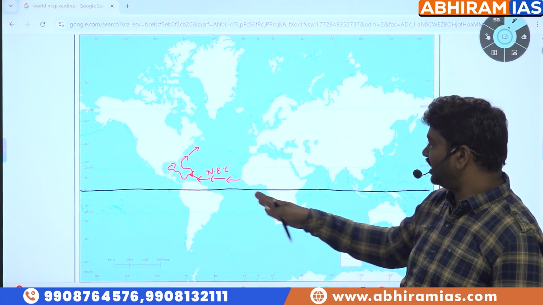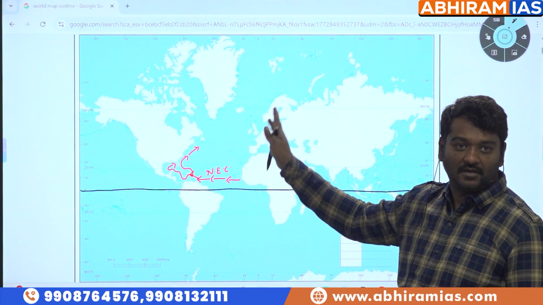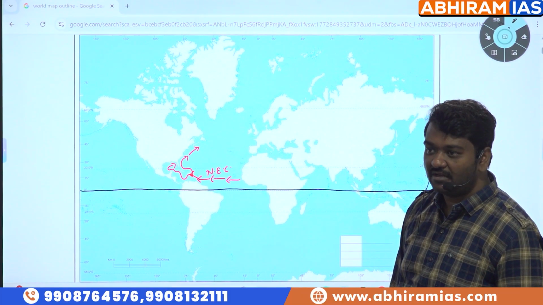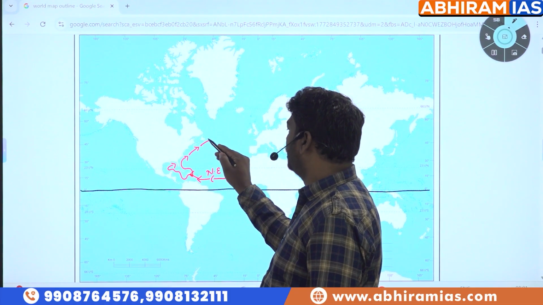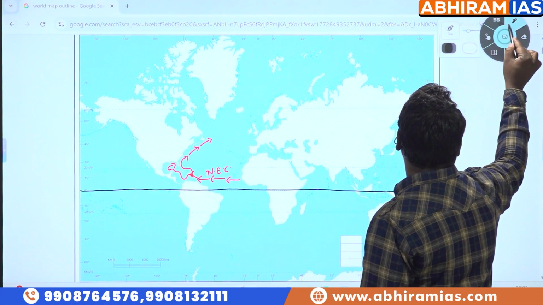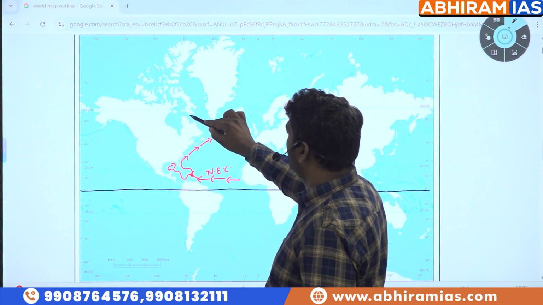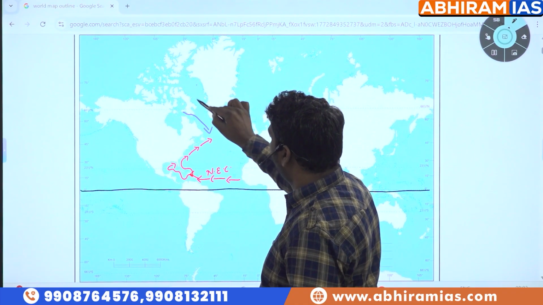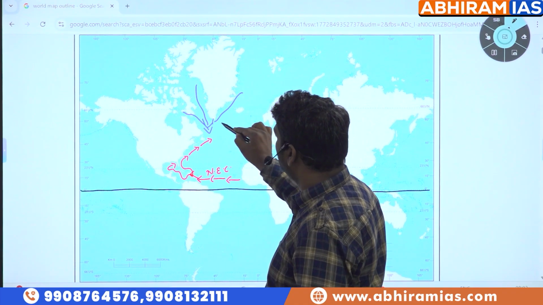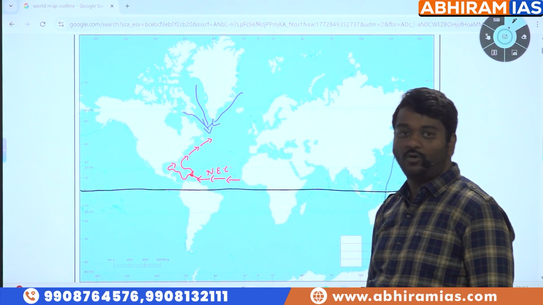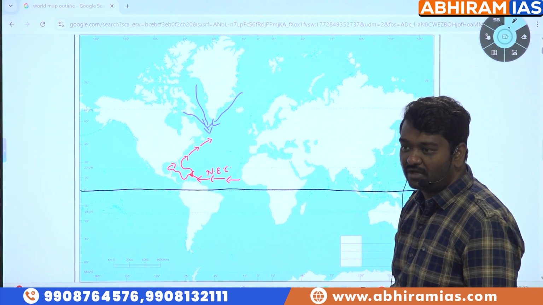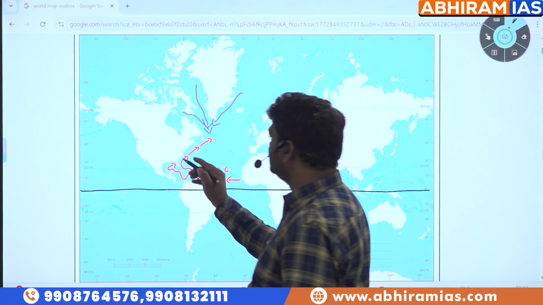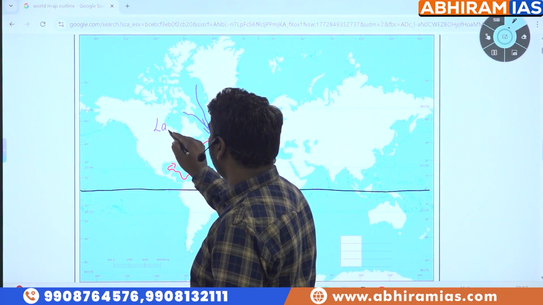Okay, is it turning to the right? Coriolis effect is to the right? Yes. Then what will come from here? Cold currents. Which is the current? Labrador cold current. What is the name of this? Yeah, can you draw this?